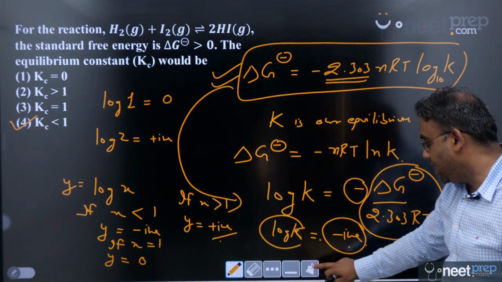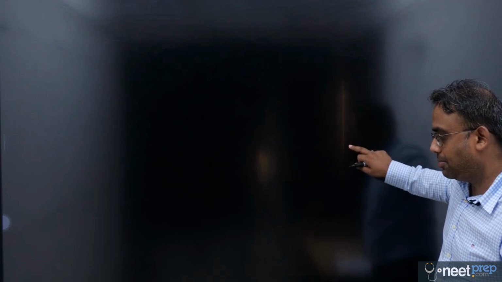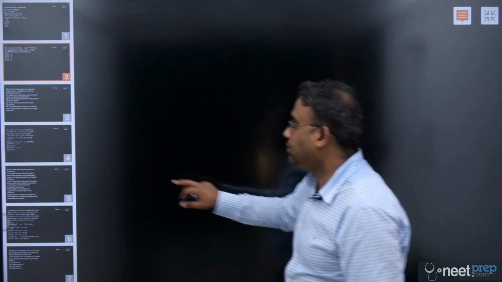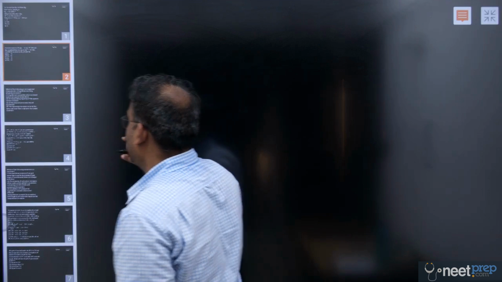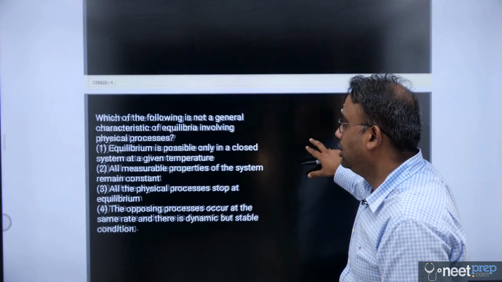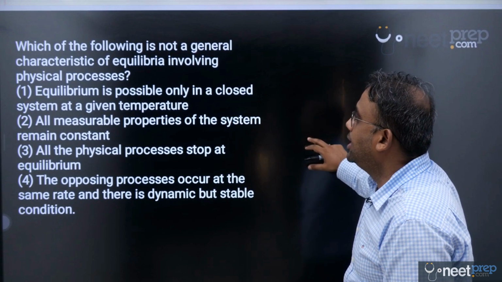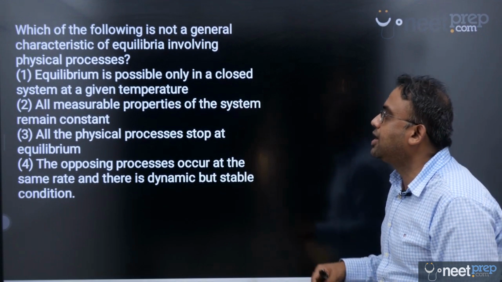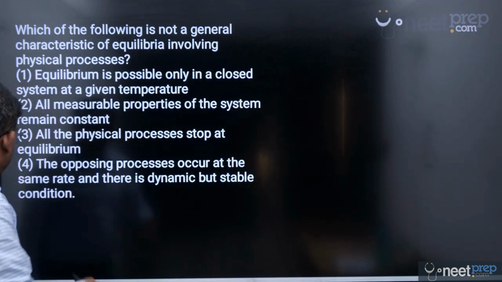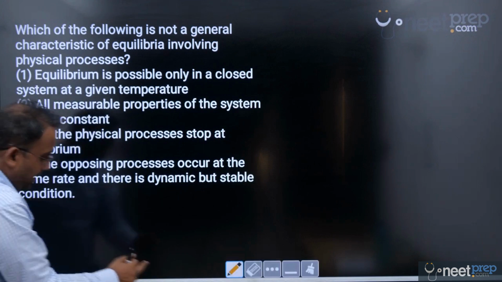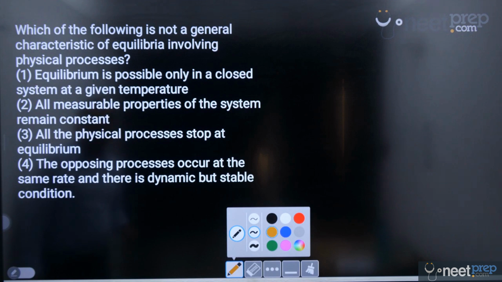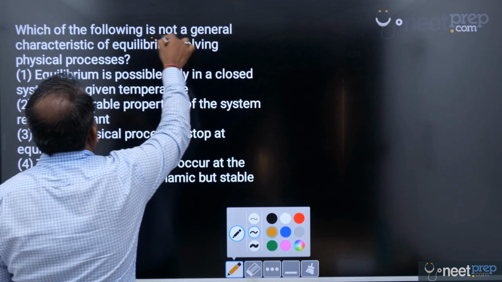All right, now let's move on to another problem. Problem 3. Which of the following is not a general characteristic of equilibrium involving physical processes? I have to read it out for you and analyze each and every statement individually. It is asking me for the one that is not a general characteristic.